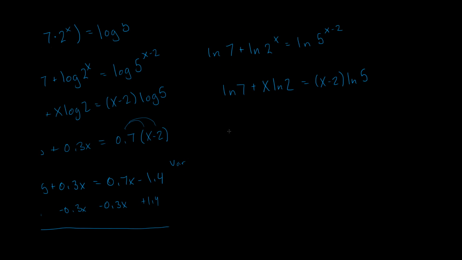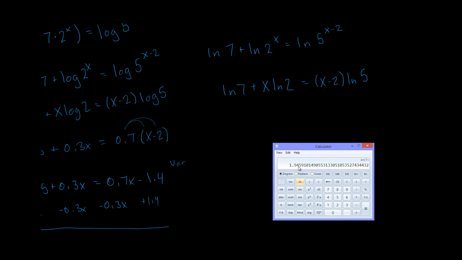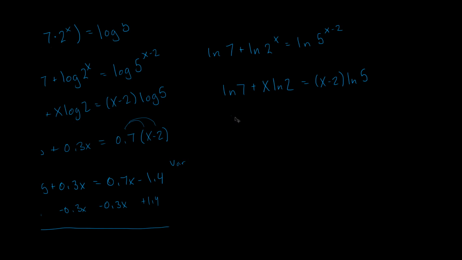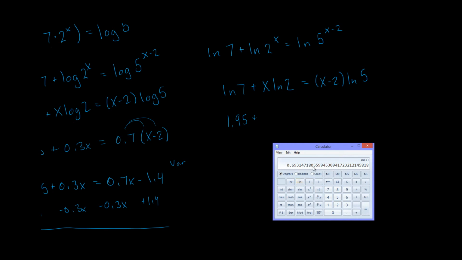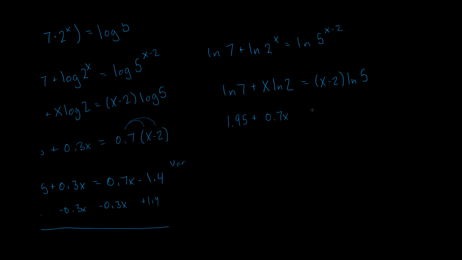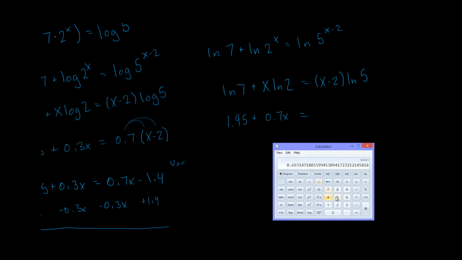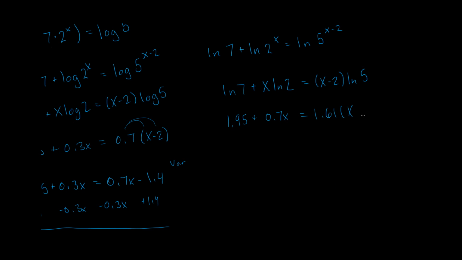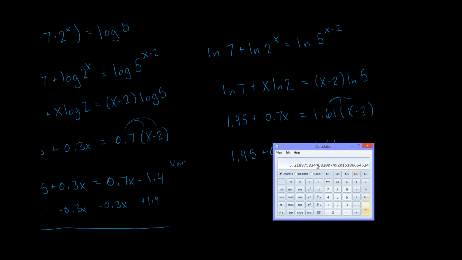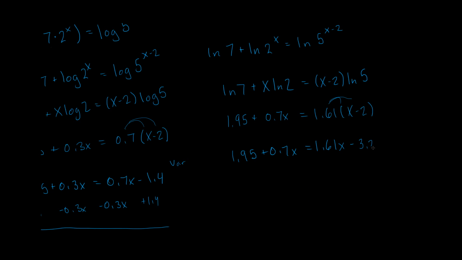Now we're going to calculate all of our natural logs. So ln 7: we take the natural log of 7, we get 1.95. So 1.95 plus, let's find the natural log of 2. The natural log of 2 gives us 0.7, so 0.7x equals, and now let's find the natural log of 5. The natural log of 5 gives us 1.61. So 1.61 times (x minus 2). Again, we're going to distribute this into both terms. We get 1.95 plus 0.7x equals 1.61x minus, so that times 2, that's going to give us 3.22.